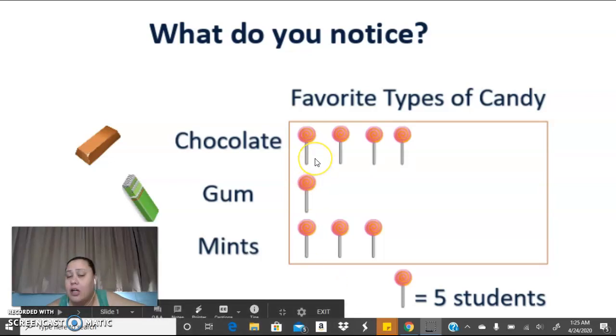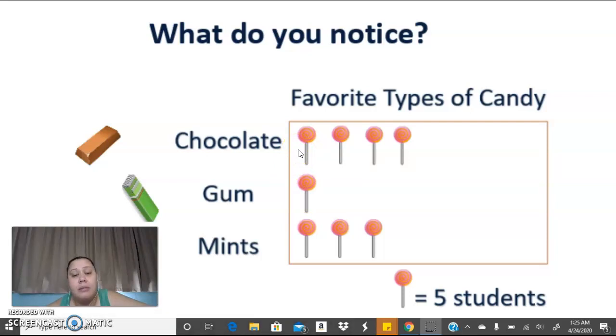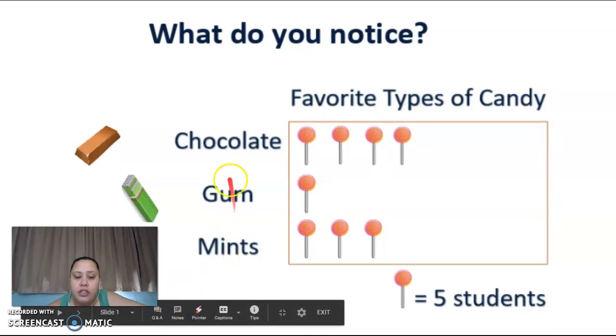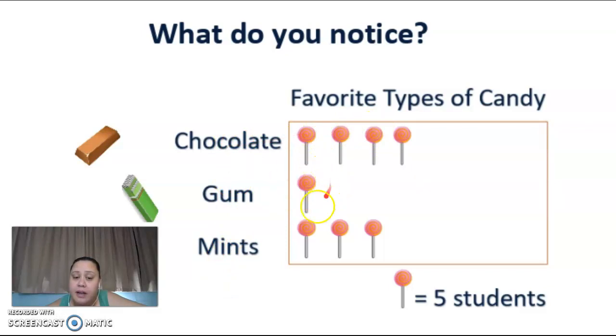So chocolate is not 4 votes, guys. Every lollipop is like skip counting by 5s. Most of you, almost all of you, should know your multiples of 5. So for this practice, you would be skip counting by 5s to get your total. So chocolate is 5, 10, 15, 20. So our total for chocolate would be 20 votes. For gum, it would just be 5 votes. And for mints, we go 5, 10, 15 votes.